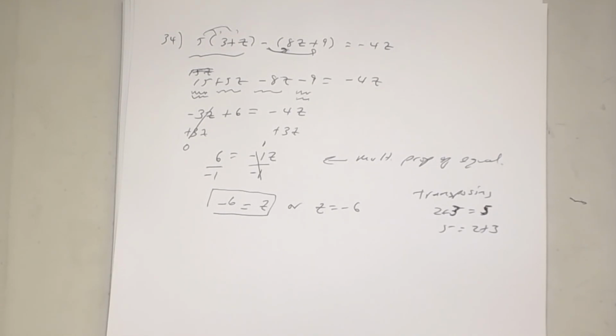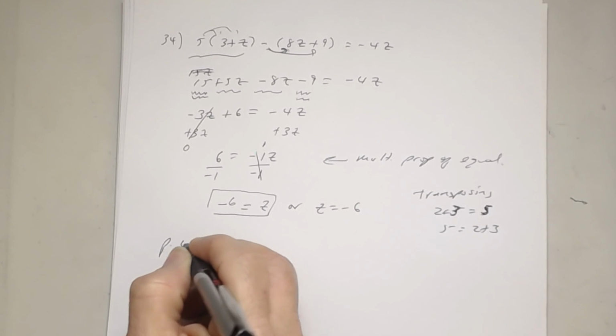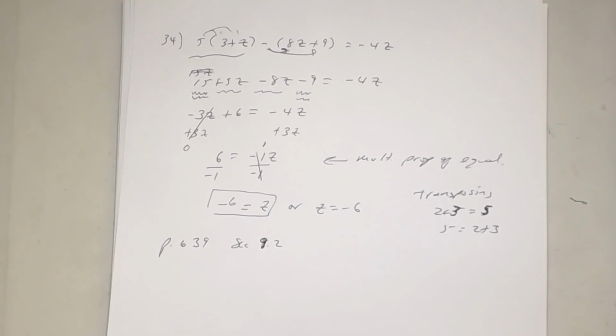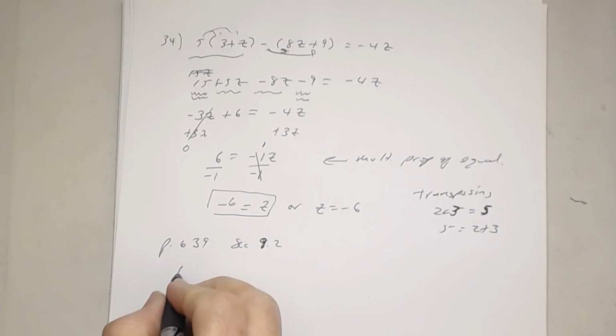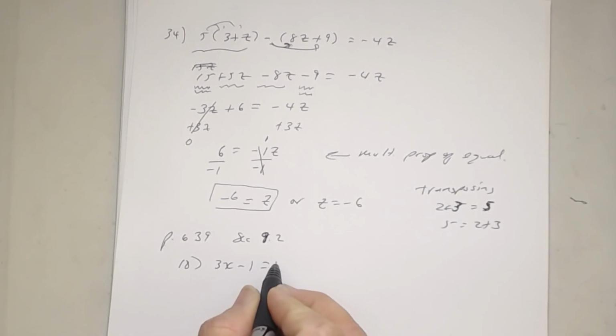This is number 18, on page 639, section 9.2. We're doing 9.1 and 9.2 together, the multiplication property of equality and the addition property of equality. So this is number 18. It looks like this: 3x minus 1 equals 26. Now the directions will say show work as presented in class.